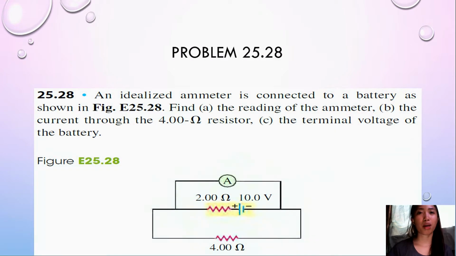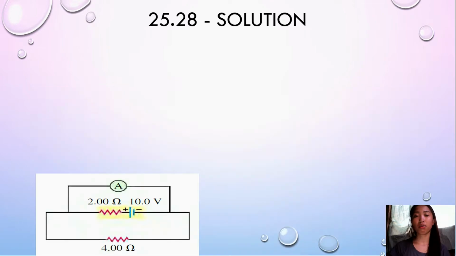Hi again everyone. So we are now here to solve another problem from University Physics. So now we will be talking about problem 25.28. An idealized ammeter is connected to a battery as shown in figure 25.28. Find the reading of the ammeter, the current through the 4 ohm resistor, and the terminal voltage of the battery.